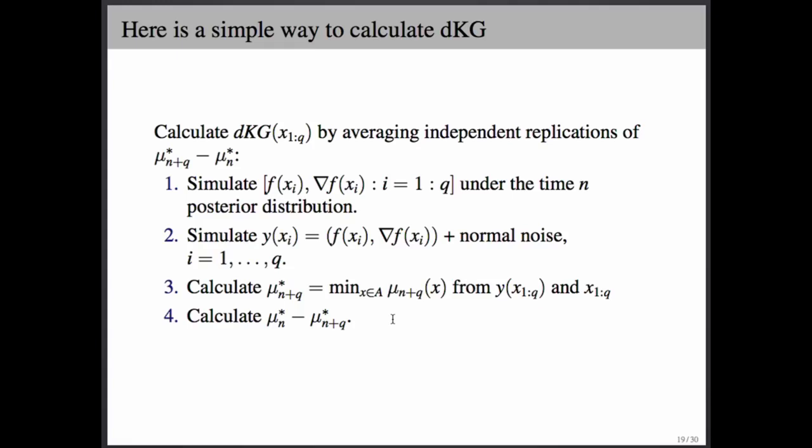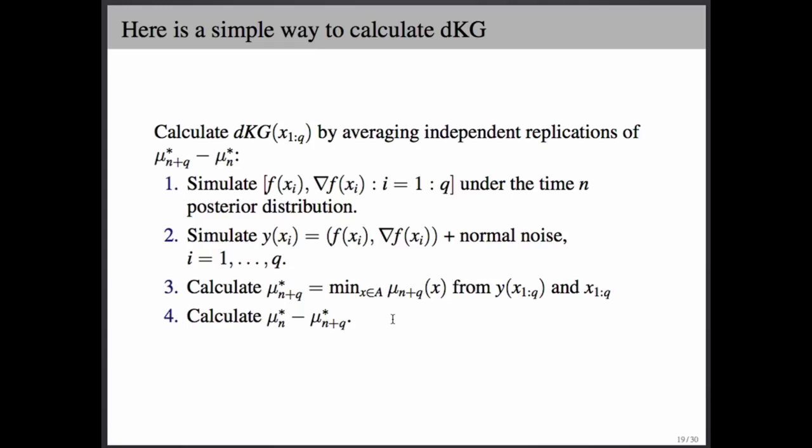Here's one way to calculate that acquisition function. Suppose you're given a batch of points at which we're proposing to sample. We'll simulate from our posterior distribution the value of our objective and its gradient at these points. Then, if we're observing with noise, we'll simulate the noise and add it to our observations. We'll then calculate what the posterior would have been if these results had actually occurred, calculate the posterior mean, and calculate its minimum, and that's mu star n plus q on this particular sample realization.